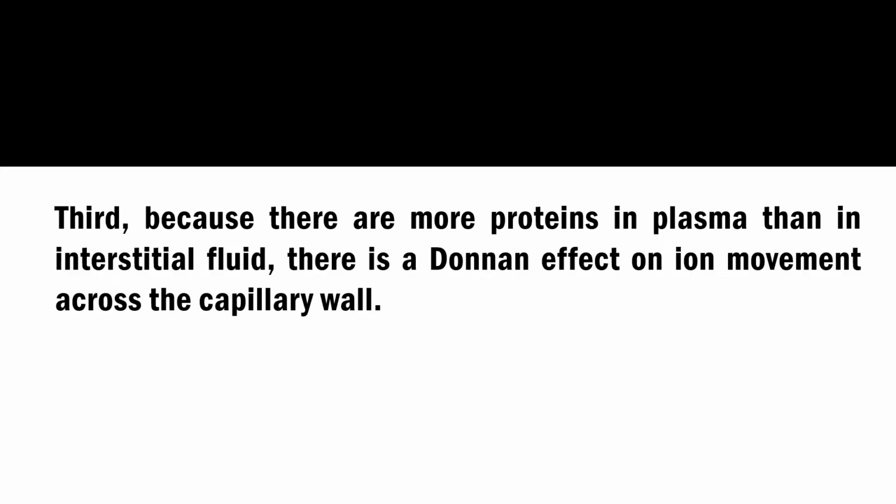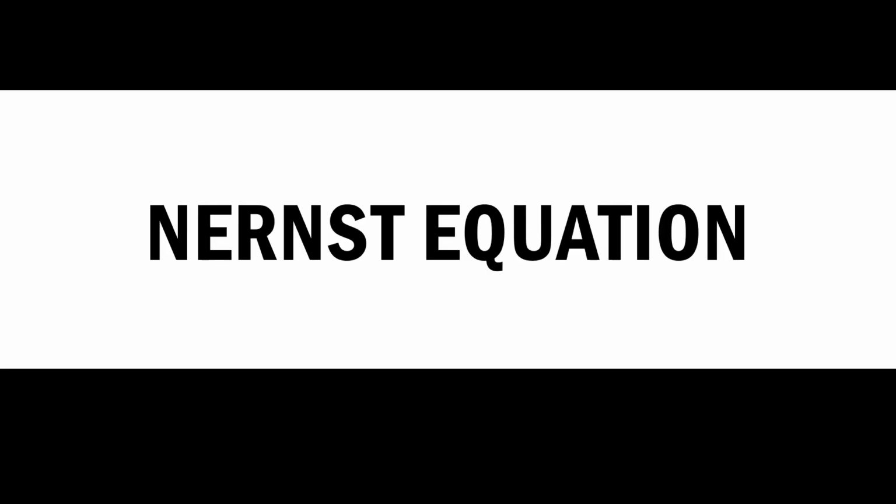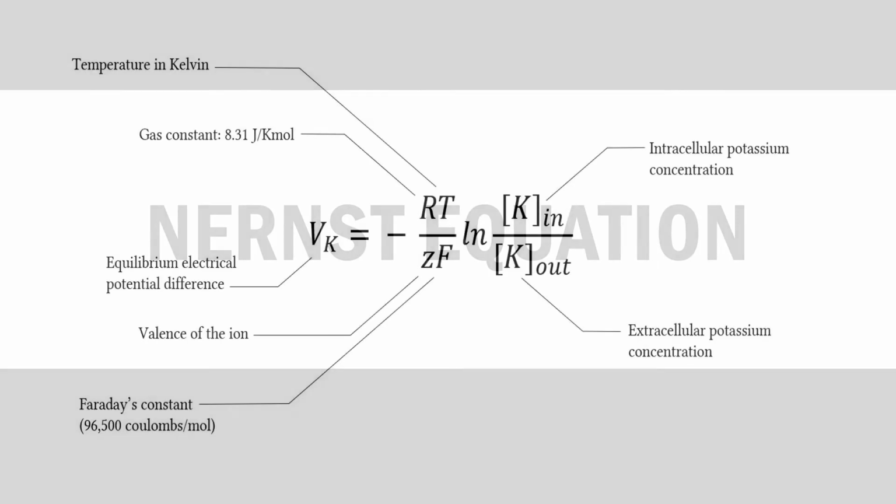This unequal distribution is creating an electrical difference, a potential difference, and at equilibrium, this potential difference of individual ions can be calculated by the Nernst equation. Now we want to know what the Nernst equation is. So what is the Nernst equation?